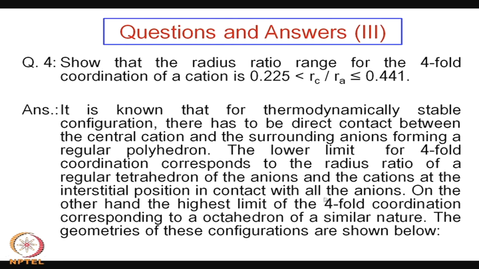So, fourfold tetrahedron is the lower limit. The higher limit is when the anions are pushed apart a little, but the tetrahedron is still valid, where the anions are not touching themselves. There is no contact between the anions; they are pushed apart because the cation is slightly larger, but the limit is until it goes to a regular octahedron. Up to that point the fourfold coordination is stable.